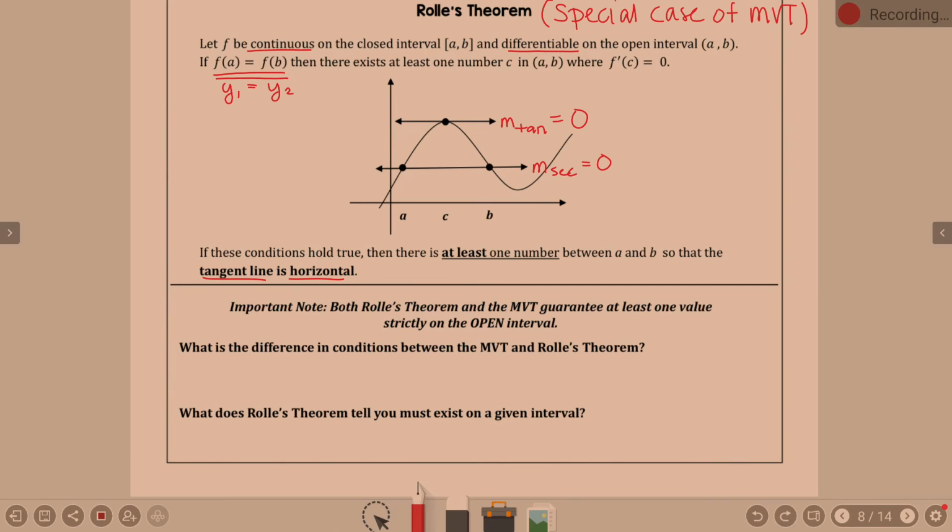Yes? So maybe I'm just forgetting about it, but would Rolle's work with the cusp? No, because it says differentiable. Oh. A cusp is not differentiable. Yeah, never mind. That's all right.